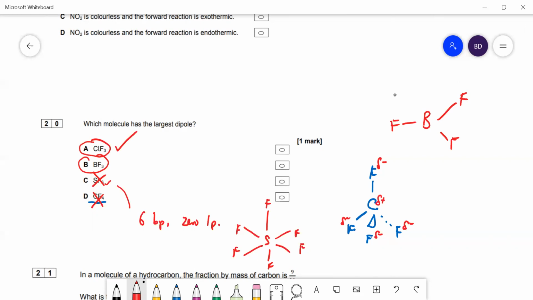Even though there's only a relatively small difference in electronegativity between chlorine and fluorine, they're both fairly electronegative. That's the one, because that's the only one that's got any dipole at all. If you do draw a dot cross diagram for that one, you'll find out that it does have 3 bond pairs and 2 lone pairs, and it usually forms a T-shaped molecule, so it's not going to be symmetrical.